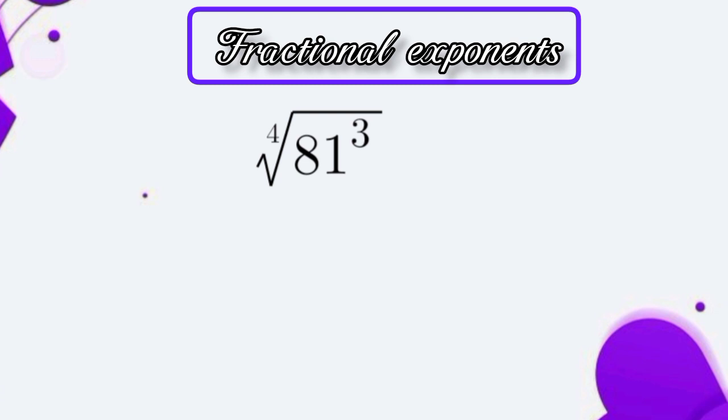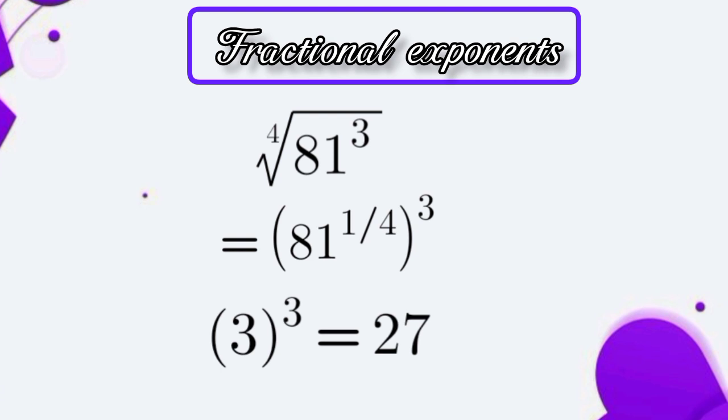Now, we are also going to rewrite the question. When we write it, we have 81 to the power 3 over 4. When we split the fractions, we have 81 raised to the power 1 over 4, all raised to the power 3. Now, 81 raised to the power 1 over 4 is equal to 3, because 3 multiplying itself 4 times is equal to 81. So we have 3 all raised to the power of 3, which is equal to 27. So our answer for the 4th root of 81 raised to the power of 3 is simply equal to 27.